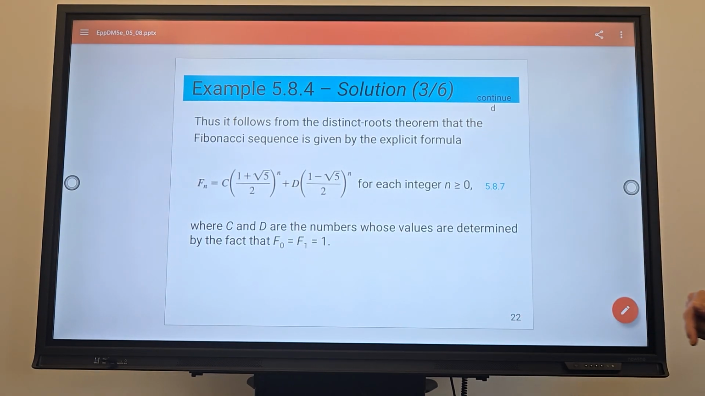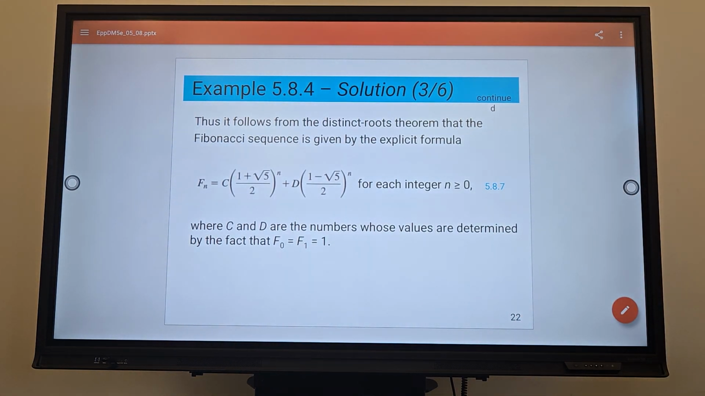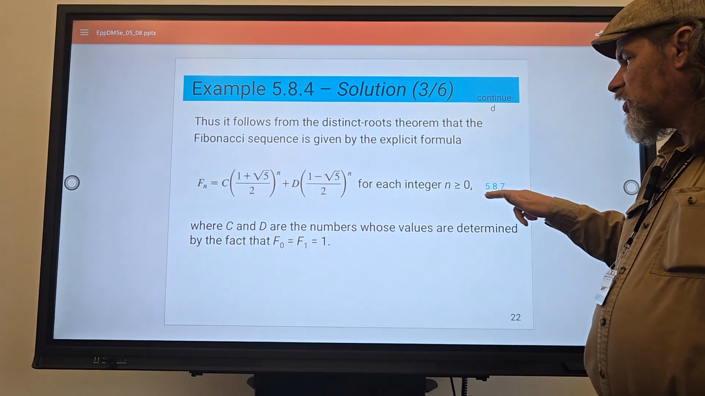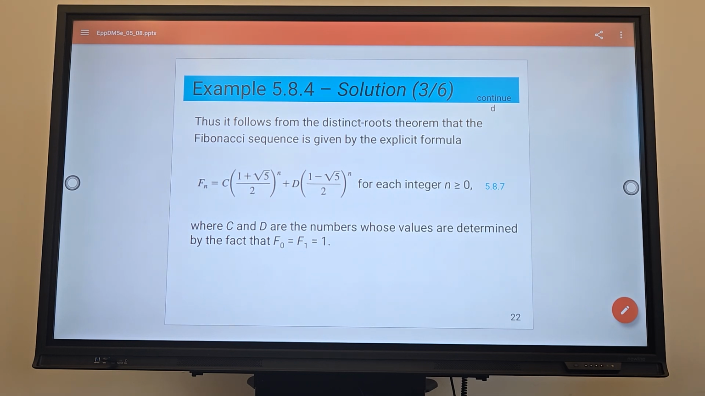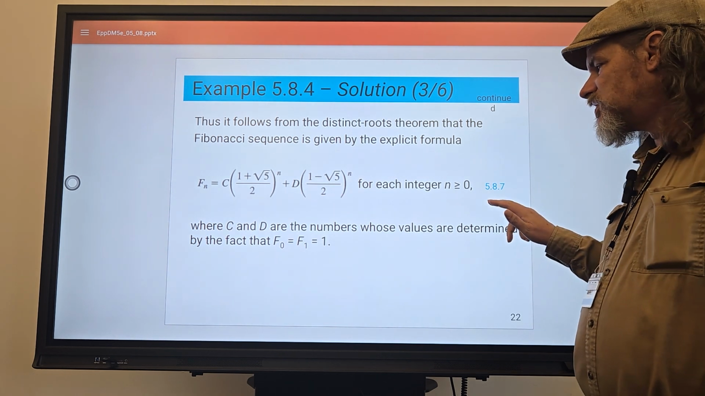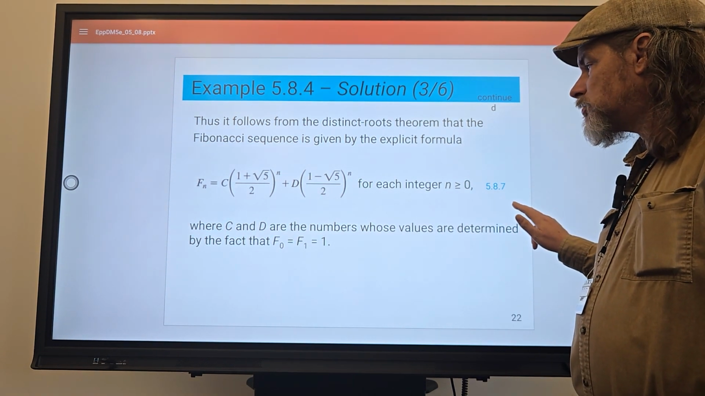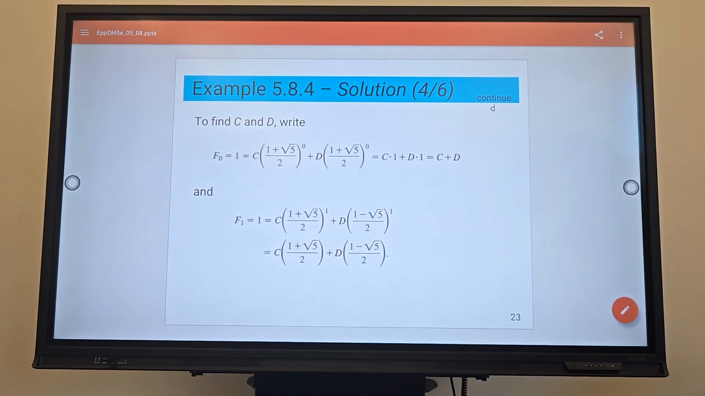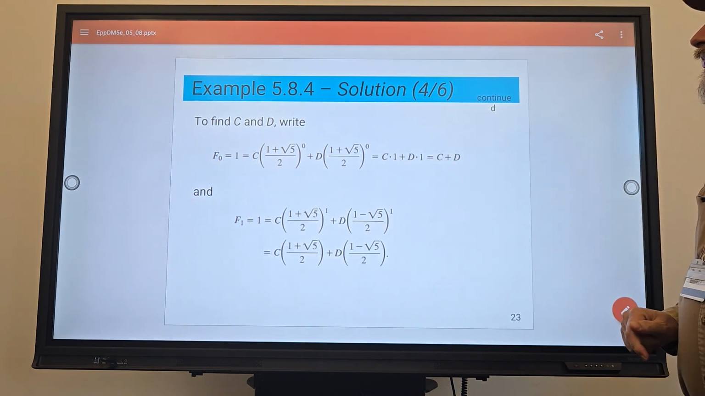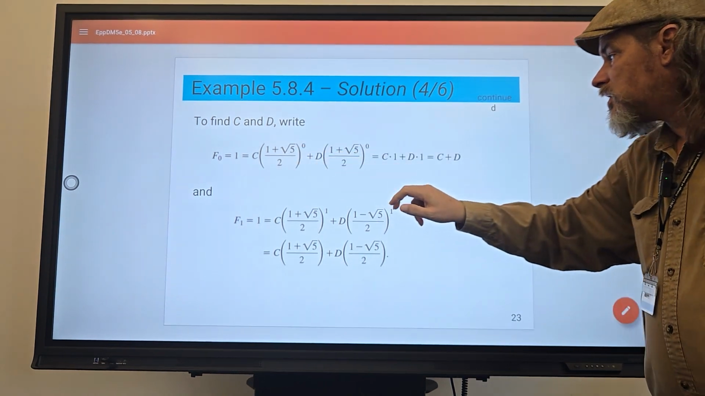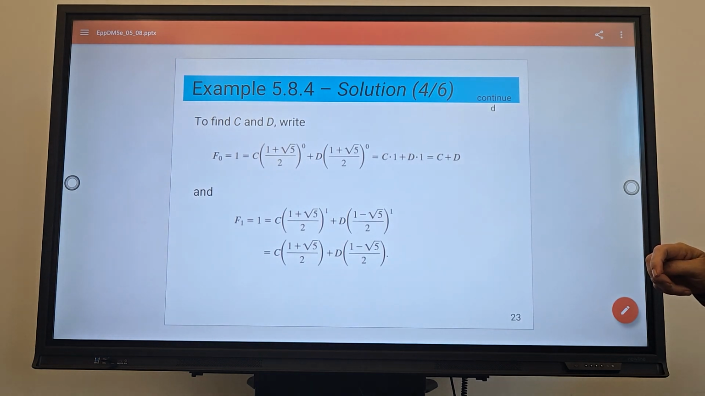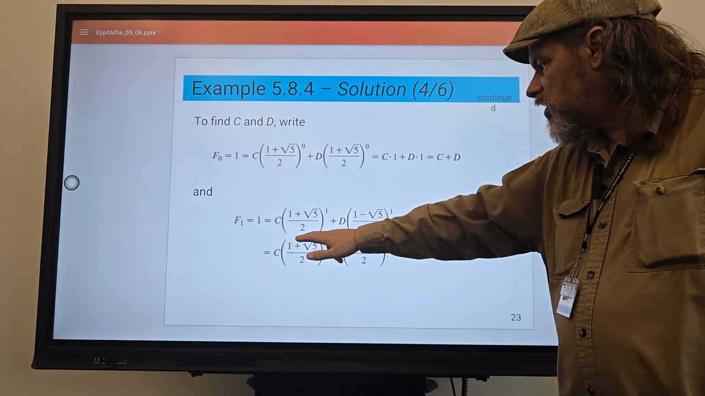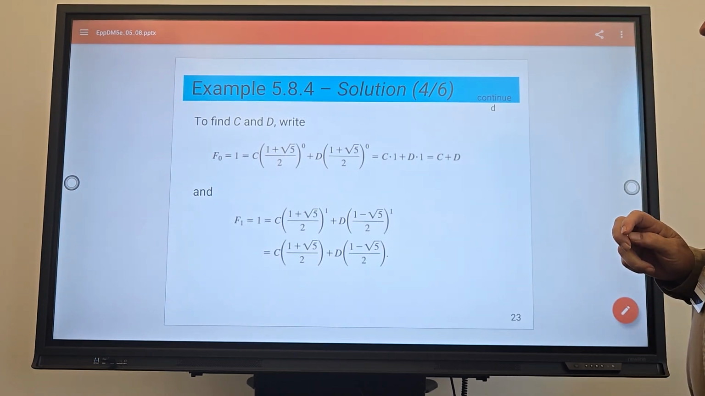Thus it follows from the distinct roots theorem that the Fibonacci sequence is given by the explicit formula here for each integer n greater than or equal to 0, where C and D are the numbers whose values are determined by the fact that f0 equals 1 and f1 equals 1. To find C and D, you write it out, but this simplifies to 1 and 1, so it gives you C plus D equals 1, and this gives a little bit more involved expression.